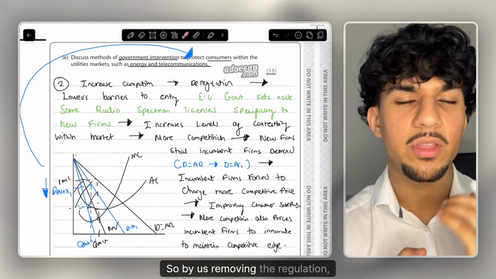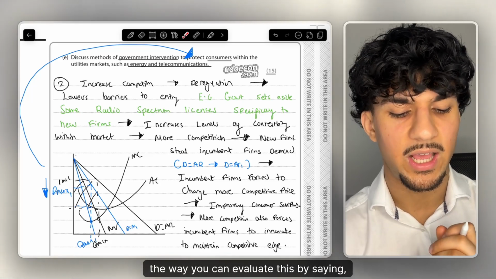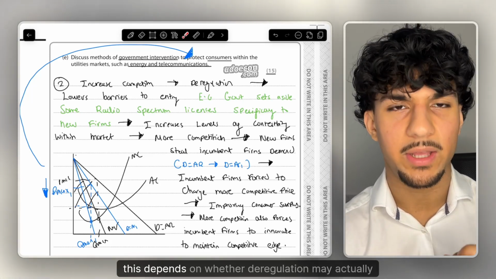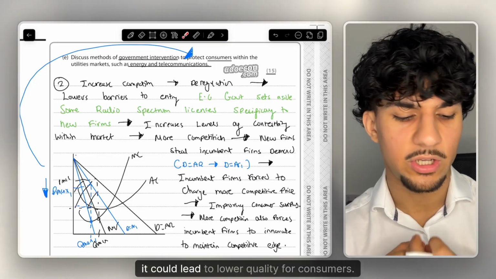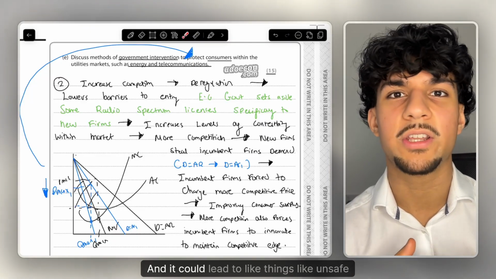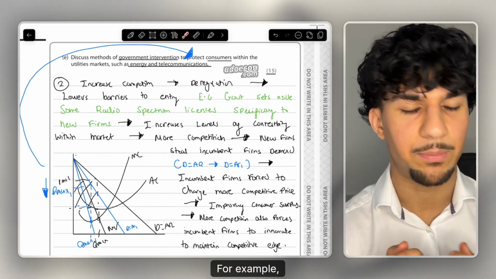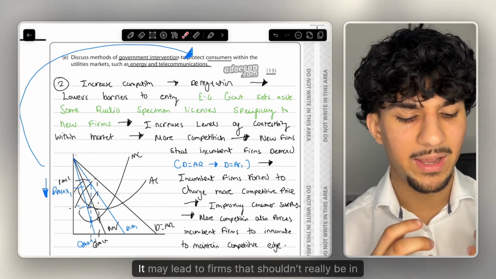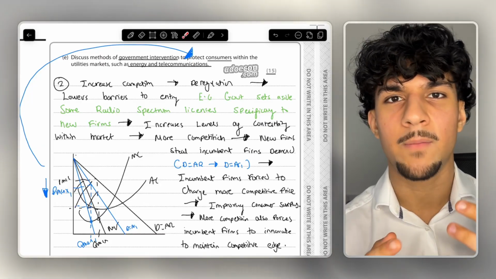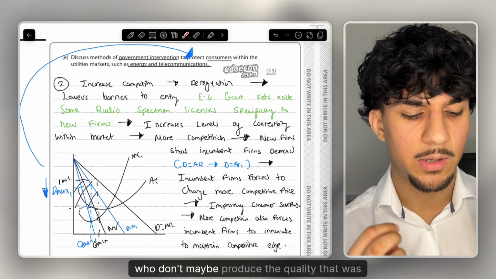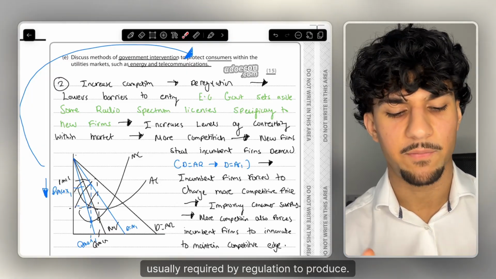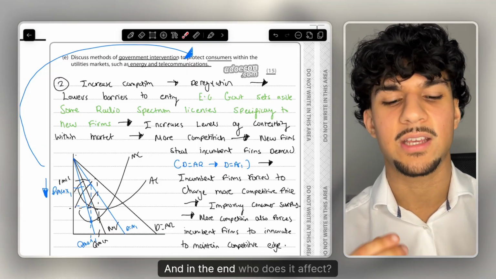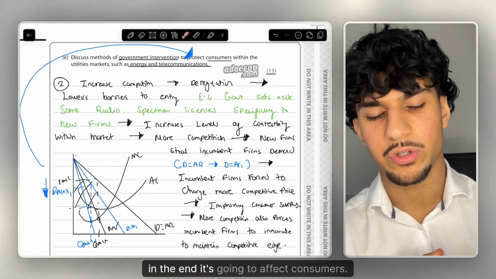So by removing the regulation, the way you can evaluate this is by saying, however, in evaluation, this depends on whether deregulation may actually harm consumers. For example, it could lead to lower quality for consumers, and things like unsafe practices. Firms might start cutting corners. It may lead to firms that shouldn't really be in the market, who maybe don't have the capital, or don't produce the quality that was usually required by regulation, now entering the market, and in the end, who does it affect? In the end, it's going to affect consumers.